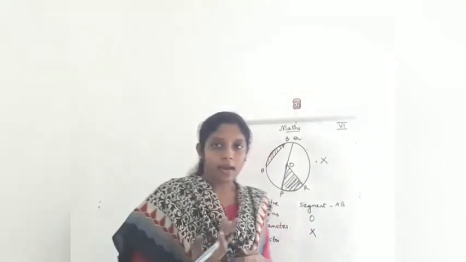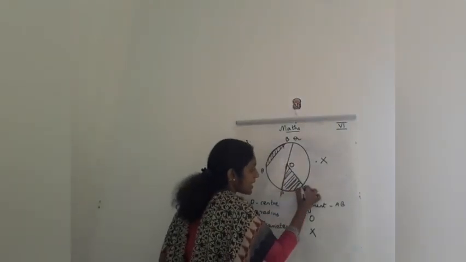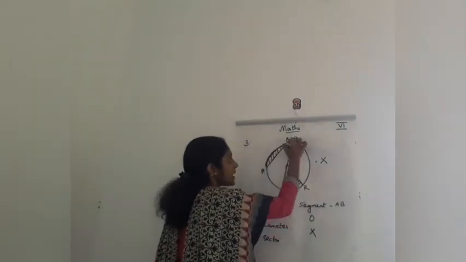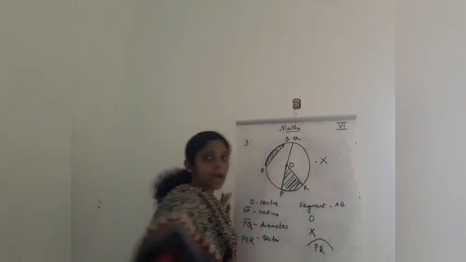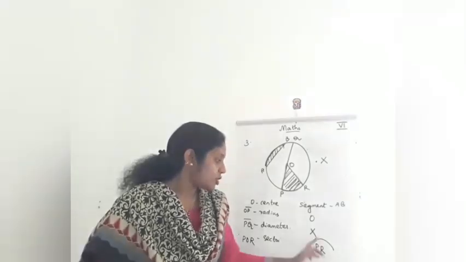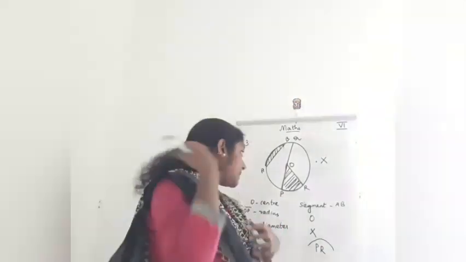Last one is an arc. So you have drawn many arcs here. Here this PR is an arc. Here AB is also an arc. So arc PR, and put the symbol of arc like this. Okay, don't forget to put the symbol of arc. So now we have labeled and named everything.